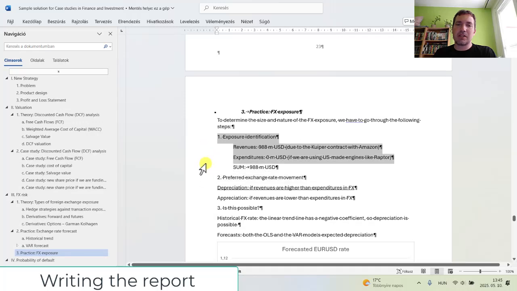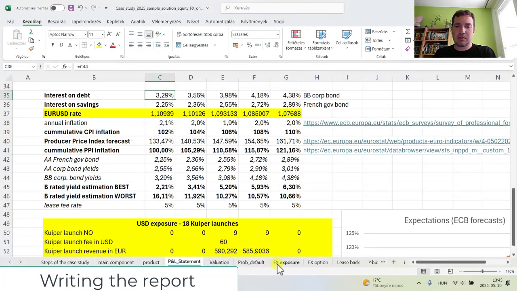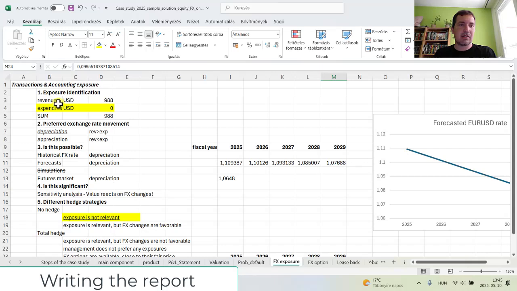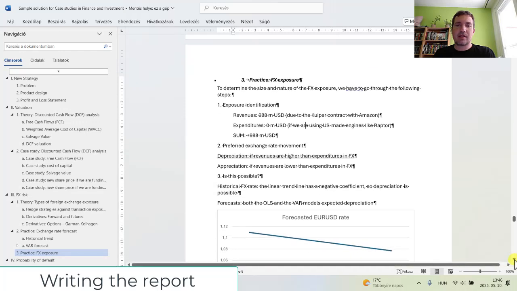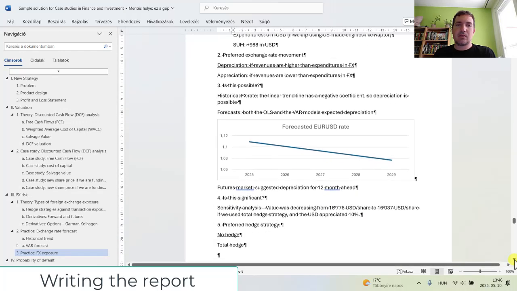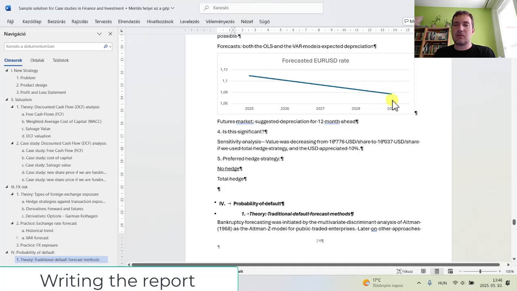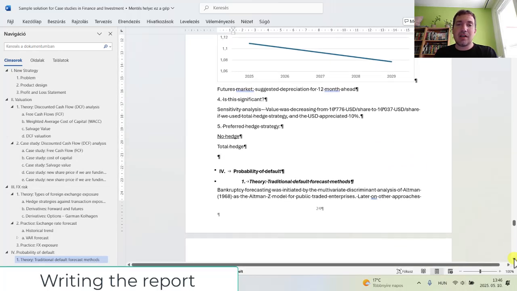So revenues, expenditures. Again, it can be familiar because I did it here already. So this thing is linked to that one, just with some description. Yeah, these are the forecasted exchange rates. Again, this is external, so you don't have to touch it. You should just use these numbers. And it is significant, yeah, for me it's not. So no hedge.